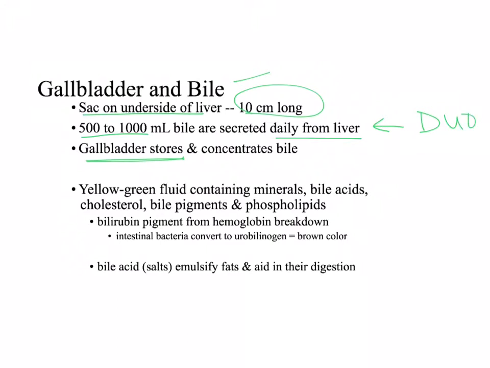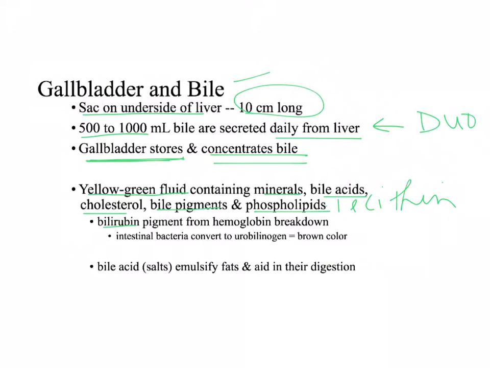Okay, but if you do have a gallbladder, the gallbladder stores and concentrates the bile. I kind of talked about all this. It's yellow-green, it has minerals, bile acids, cholesterol, bile salts, phospholipids. So that's the lecithin. Lecithin are phospholipids.